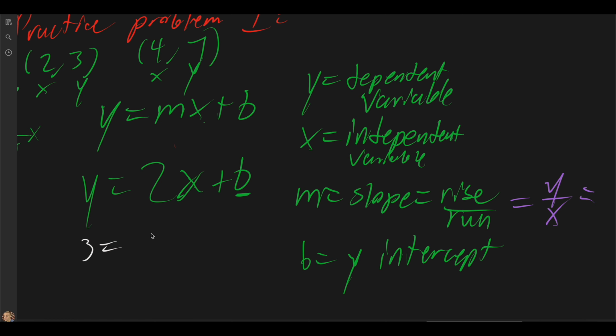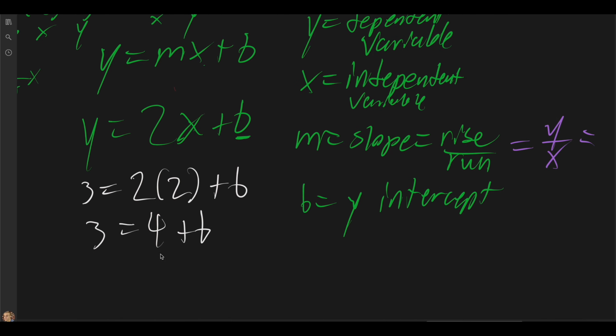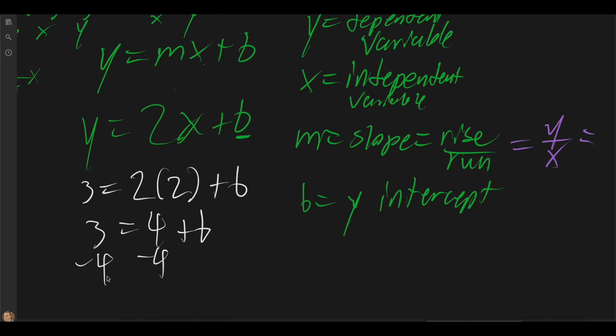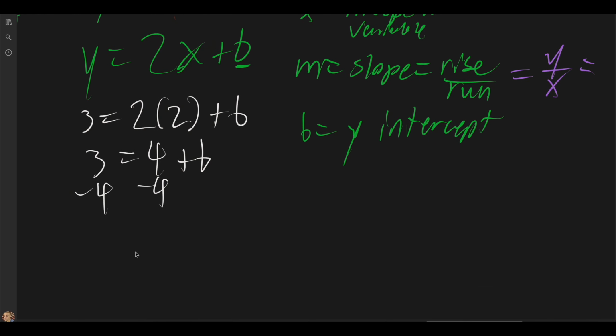3 is equal to 2 over 2 plus b. It looks like 3 is equal to 4 plus b. Minus 4, minus 4. It looks like negative 1 is equal to b, or b is equal to negative 1.